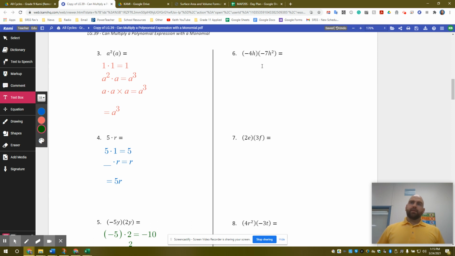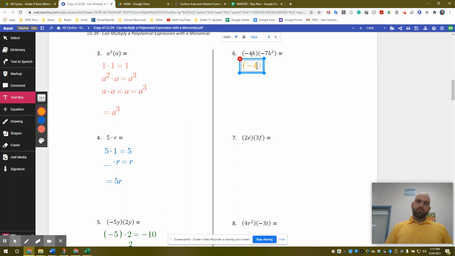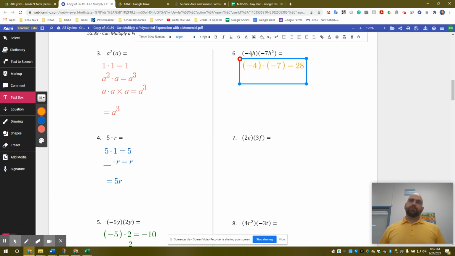Next one here. This one, again, just adds a little bit of complexity. It may not seem complex to some, it may seem a little more complex to others. But in this case, we have our numbers in front are both negatives. So we have a negative 4 multiplied by a negative 7. Now when we do this, remember 2 negatives give us a positive. So our answer is going to be positive 28.